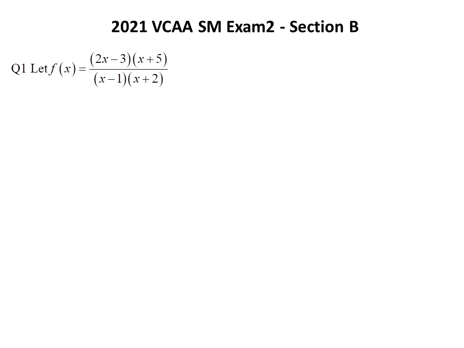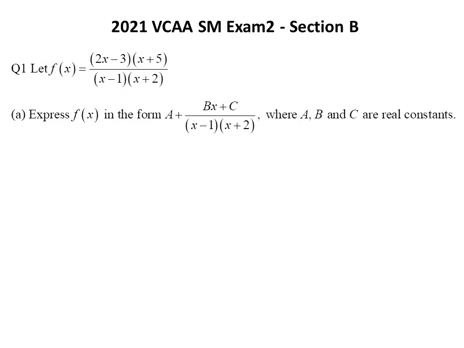As can be seen, there is a function f of x in question 1, which equals the ratio of the product of 2x minus 3 and x plus 5, to the product of x minus 1 and x plus 2. There are 4 parts in this question.